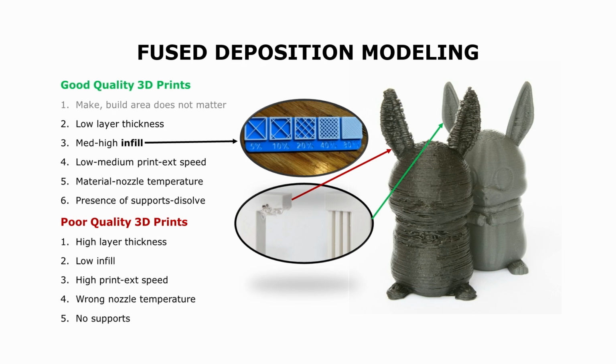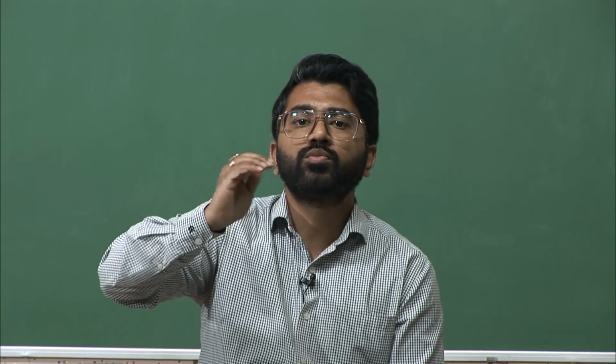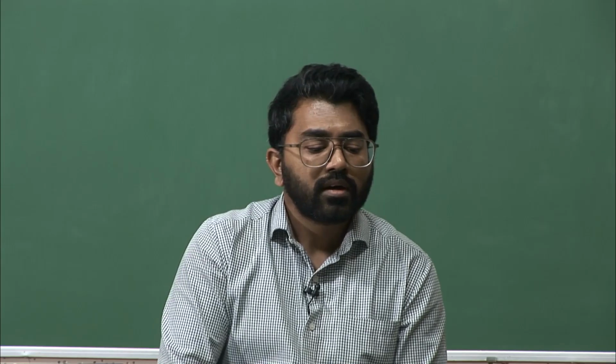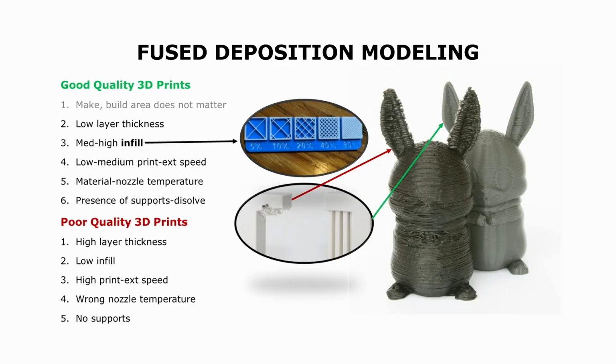What are good quality prints? What are some of the key technical characteristics of a good quality 3D print and technical characteristics of a poor quality 3D print? Let us take a look. So, good quality 3D prints is when you need a low layer thickness, right, low layer thickness basically means you have a much nicer outer finish, right. The first point is kind of in gray, which is make build area which does not matter, right. So, this is an emphasis.